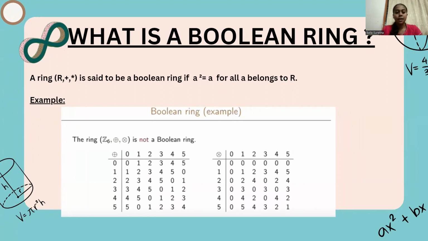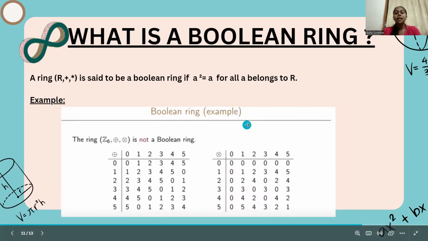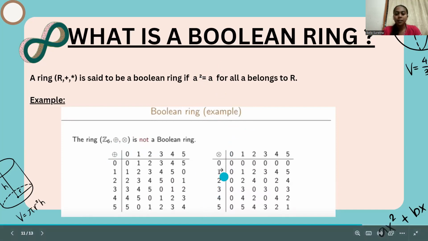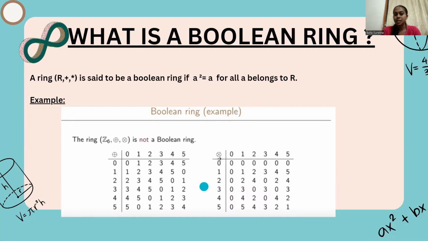So now let's see an example here. Here we have Z6 with plus and multiplication. Actually, it's not a Boolean ring. Why is it not a Boolean ring? We'll see. We all know that A square is equal to A, that means every element multiplied with the same element should give that element itself, right? Here we see 0 times 0 gives 0, so the 0 element satisfies the Boolean ring concept. 1 times 1 gives 1, the same element, therefore it satisfies. Let's consider 2. 2 times 2 gives 4, right? Therefore, this 2 element doesn't satisfy the Boolean ring.